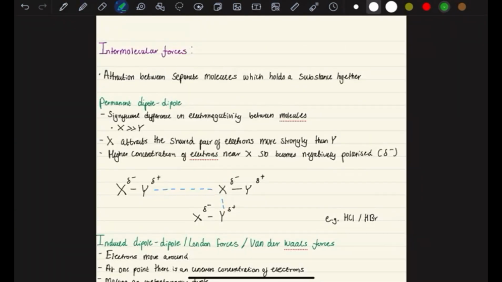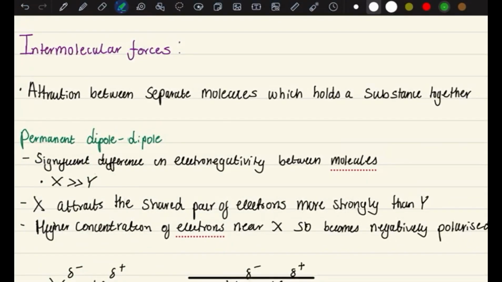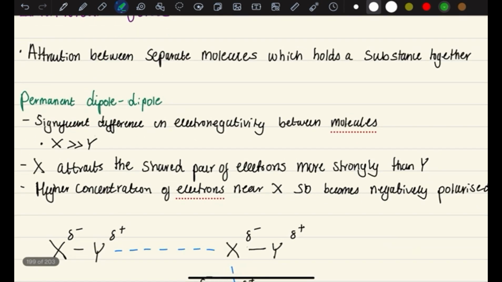Cool. Okay, I appreciate this is another dense slide, but now we talk about intermolecular forces. I wouldn't worry about defining it, I've never seen it asked before. But it's just the attraction between different molecules that is holding a substance together. So between those molecules holding a compound or substance together, we've got permanent dipole forces or interactions, yeah. These occur when you have a significant difference in electronegativity. So for example, if we went back to hydrogen and chlorine, you can see there's a significant difference in electronegativity if you look at that Pauling scale.